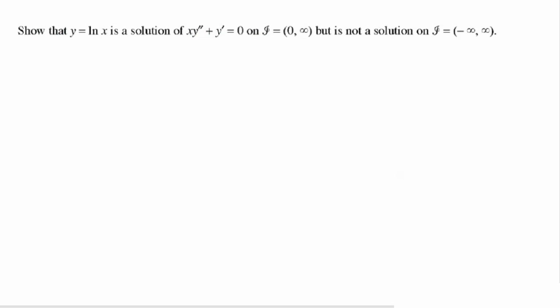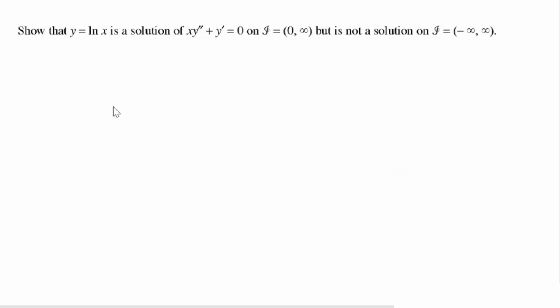So we have another problem. We have to show that y equals ln of x is a solution of x y double prime plus y prime equals 0 on the interval 0 to positive infinity, but is not a solution on the interval negative infinity to positive infinity. So let us start here on the interval from 0 to positive infinity.